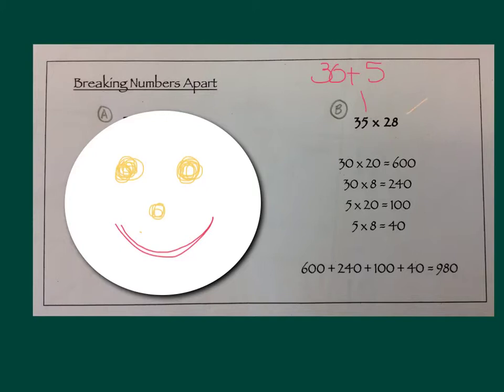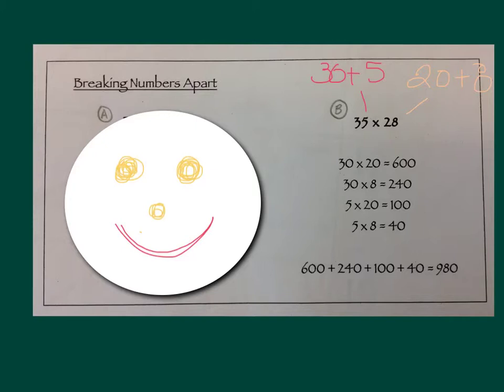28, on the other hand, has been broken apart into the numbers 20 plus 8. It is with these 2 pieces, or these 2 numbers broken apart, that this person is able to use this strategy, and it's a strategy you might feel comfortable using this year as well.